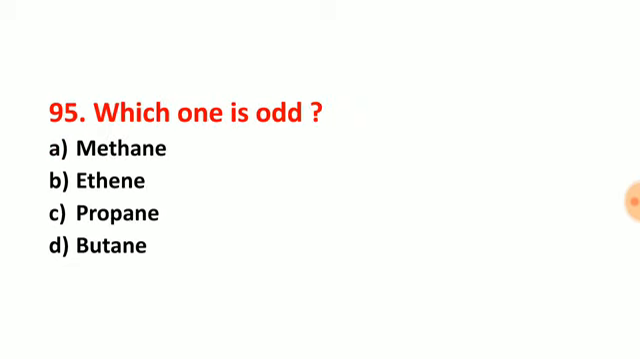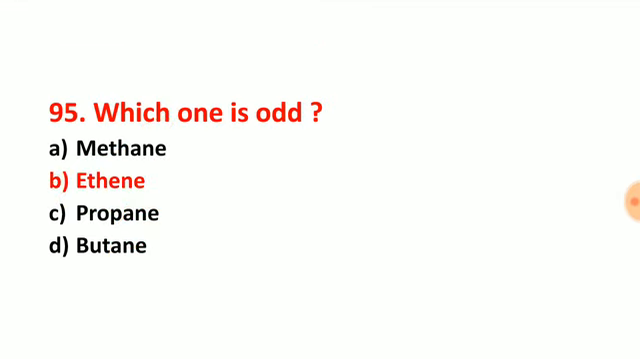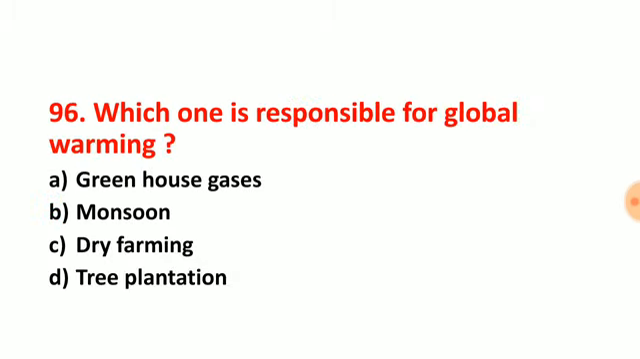Question 95, which one is odd? In all cases there is ANE, ANE, ANE, and here is ENE. So option B is the odd one. Question number 96, which one is responsible for global warming? Greenhouse gases are responsible for global warming.